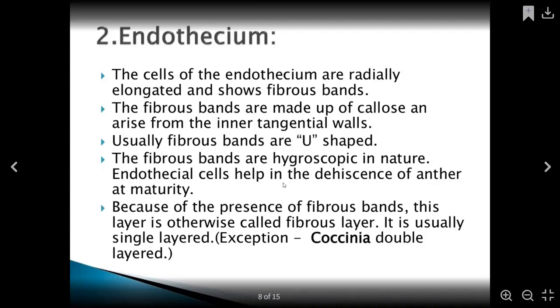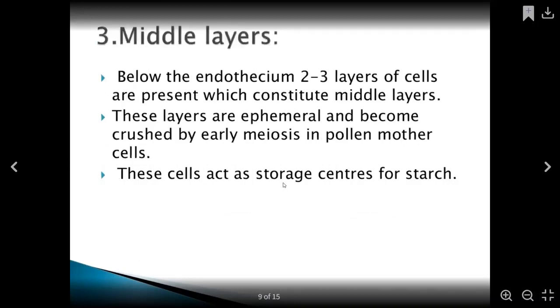It is usually a single layer, with the exception of Coccinia, which has a double layer. In almost the majority of plants, the fibrous layer is a single layer.